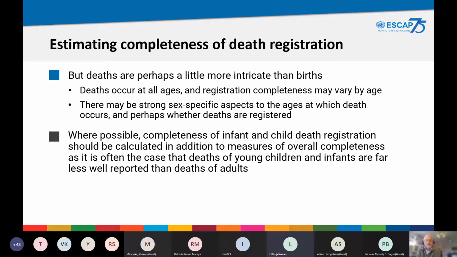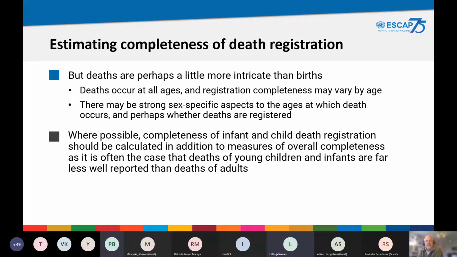And so where possible, one should always be aiming to assess particularly the completeness of infant and child death registration, in addition to overall measures of completeness, taking the total number of deaths in your population relative to what you'd expect, which would be your measure of completeness. But if we know or suspect that there are strong age gradients in the completeness of that registration, by age or by sex, or for young children under 5, we really want to be able to get a handle on that as well.